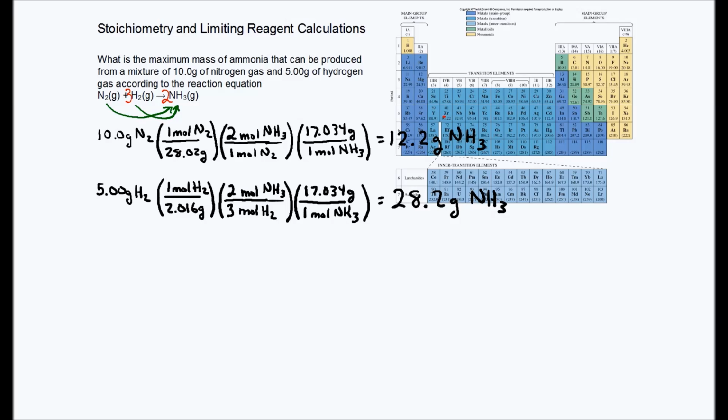Well, that means if I mix them, the most I could possibly make, therefore, is 12.2, because as soon as I make 12.2 grams of ammonia, I've run out of nitrogen. So this then is limiting. All right, so the nitrogen limited it, and this number is what we call the theoretical yield.